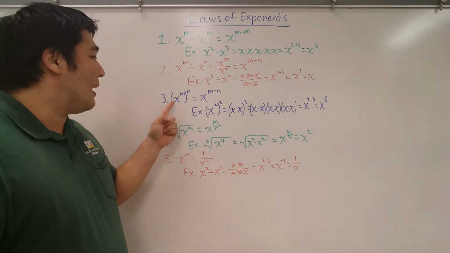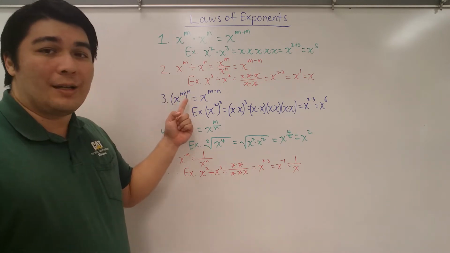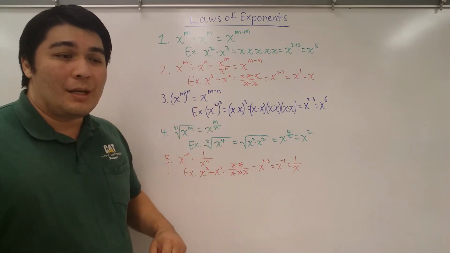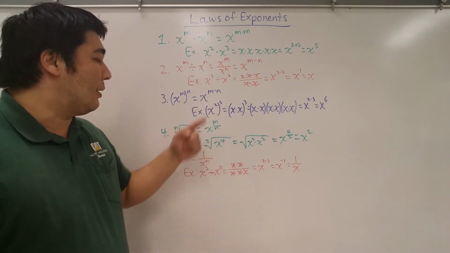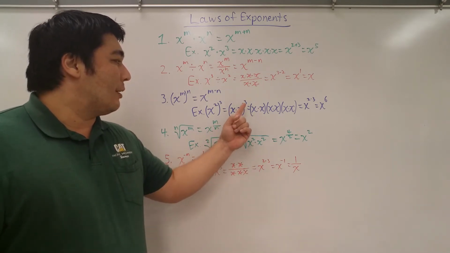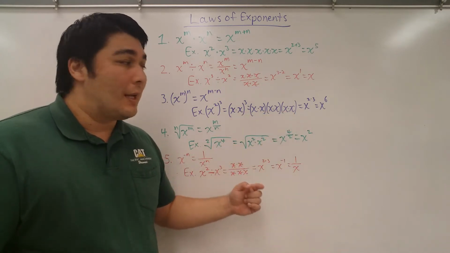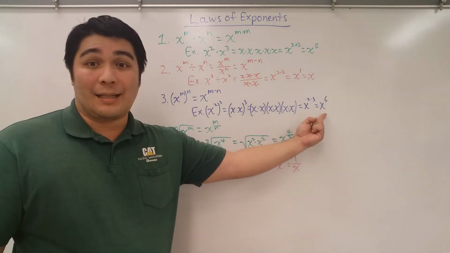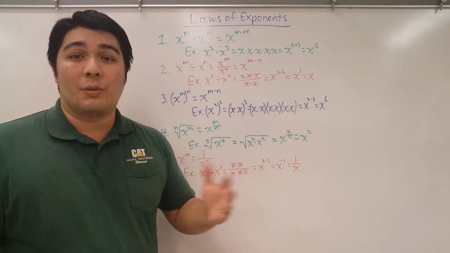In law number 3, I say that x to the mth power, raise all of that to the nth power, is the same thing as saying x to the m times n power. So in my example, I would say x squared raised to the 3rd power would be the same thing as saying x times x raised to the 3rd, which is also x times x times x times x times x times x. And so if you look at this, that's 6 x's, so that would be x to the 6th power, which is also 2 times 3. So that's an easy way to remember that.